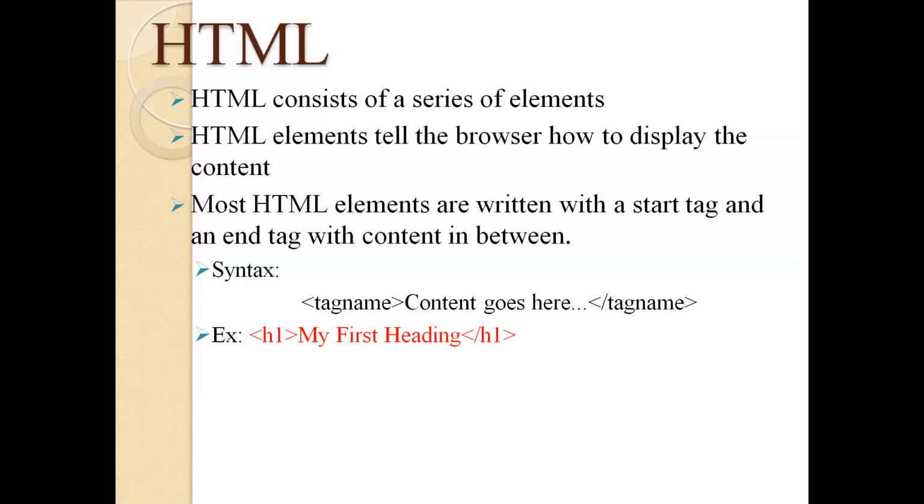And then, for example, there is one example which is represented in the red color. Less than h1 greater than my first heading, less than slash h1 greater than. So here HTML contains 6 types of headings: h1, h2, h3, h4, h5, and h6. Depending upon the size we need on the web page, we have to use a particular heading.